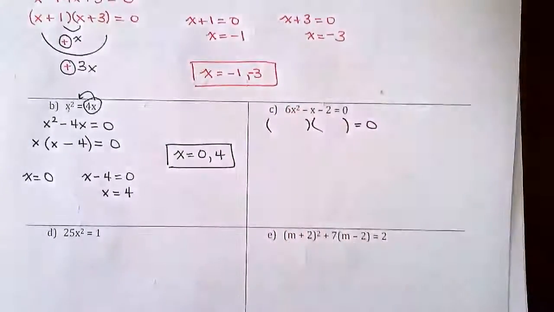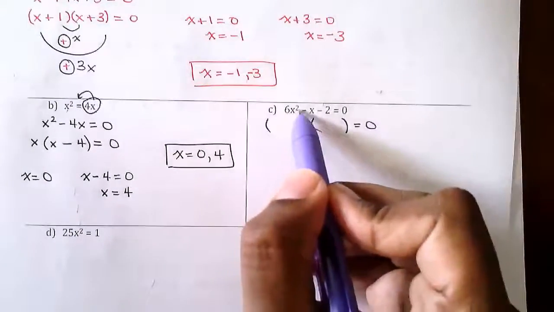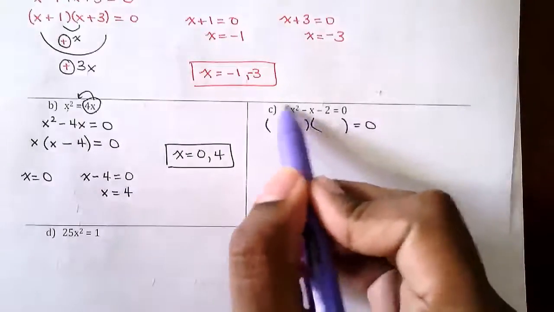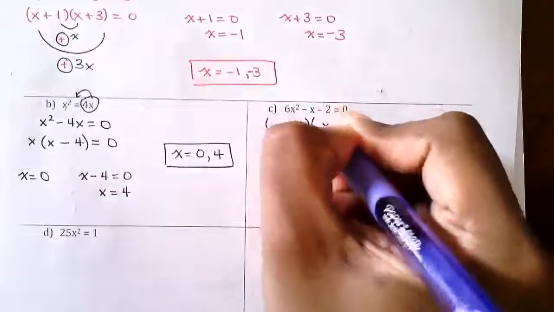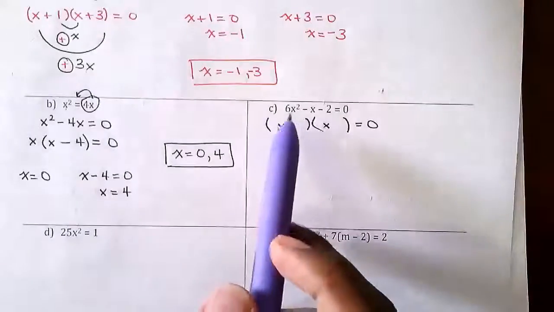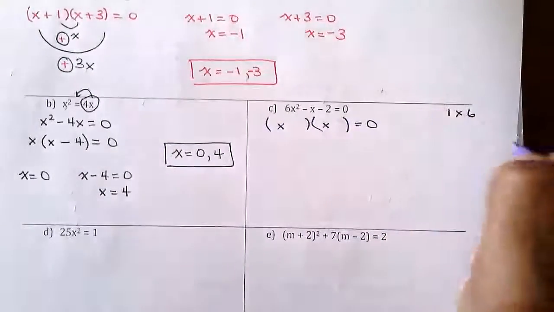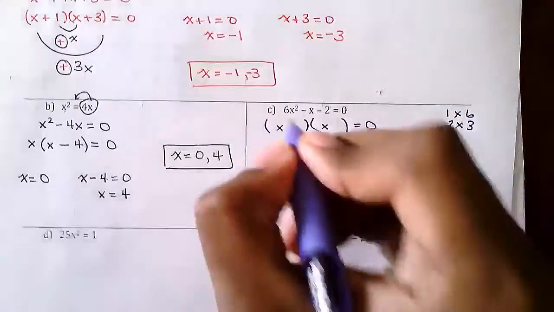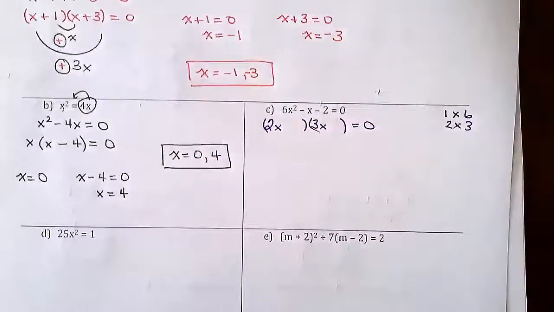And again, we're going to make that equal to 0 because we're not touching the 0 on the other side. The first term is 6x squared. So the first terms in each bracket should multiply to give us 6x squared. I know I'm going to have an x and an x. That gives me the x squared. To get me the 6, I have two options here, 1 times 6 or 2 times 3. Again, go with the closest ones first. So we'll start with 2x as well as 3x.